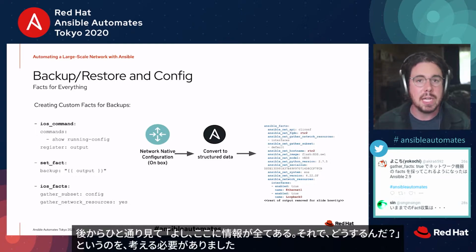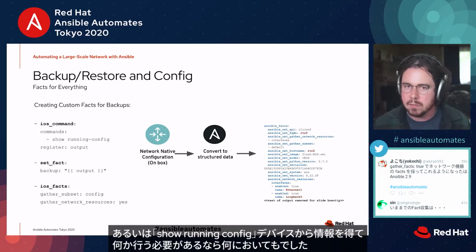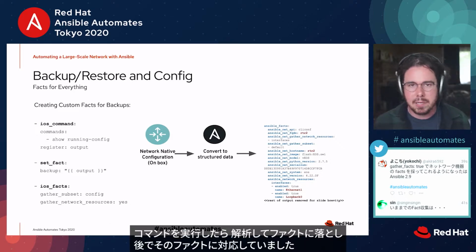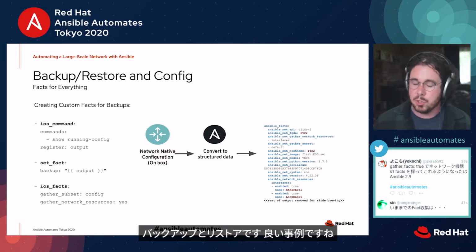And then we've had to go through later and try to figure out, okay, here is all of our information. What do we do with it? Back in the day, the most common thing to do would be to simply run a command, let's say show run all, show running config, whatever you need to do to get that information out of that device and do something with it. So we'd run a command, parse that out into a fact, and then later do something with that fact. Backups and restores are a great use case.